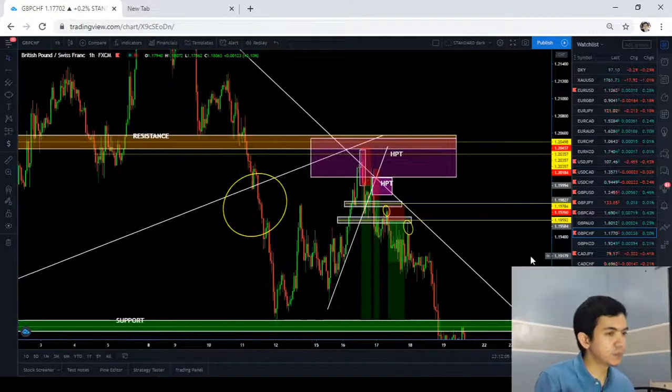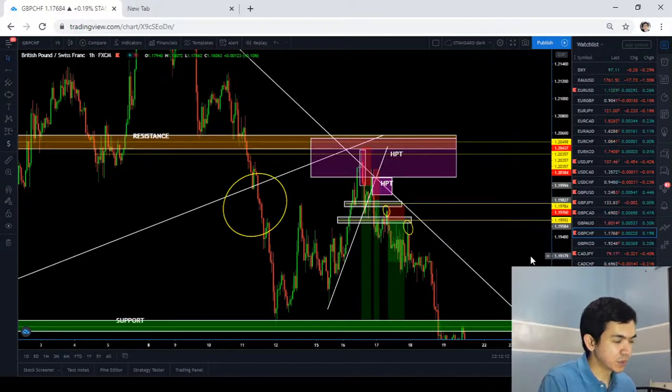Again, it's all about consistency. Diba? Consistency not only helps you be a better trader, but of course, it helps you build up or improve your discipline. Okay?